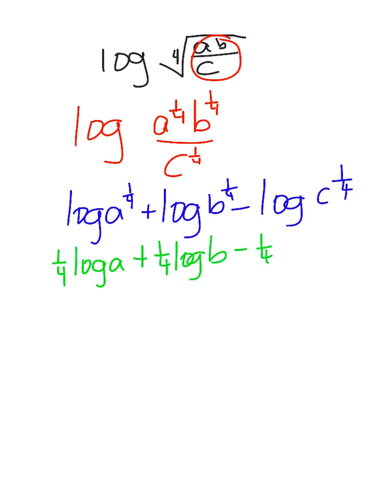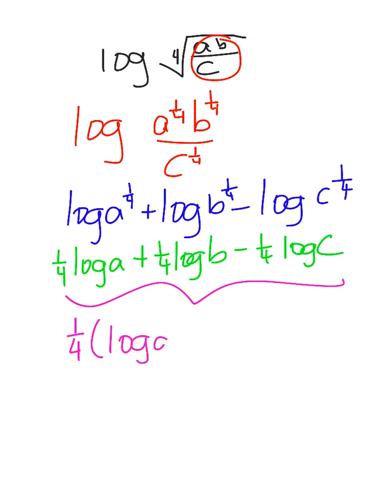minus 1/4 log C. And I could factor out the 1/4 for all 3 of them, so it would be 1/4 log A plus log B minus log C. Okay, so let's take a look at number 2.